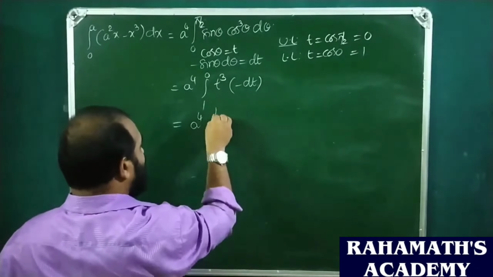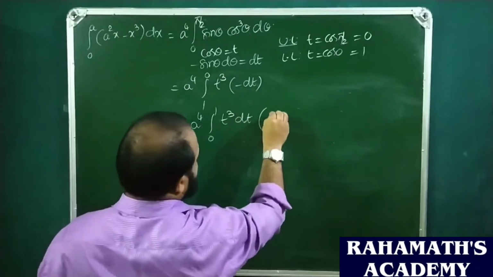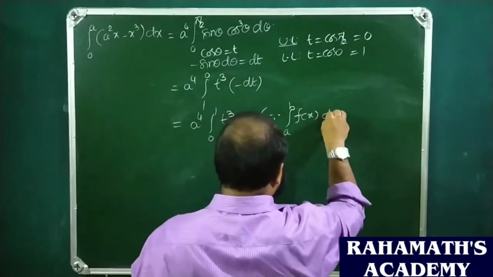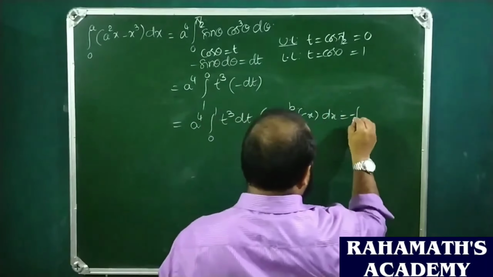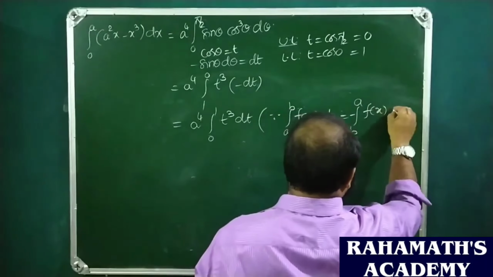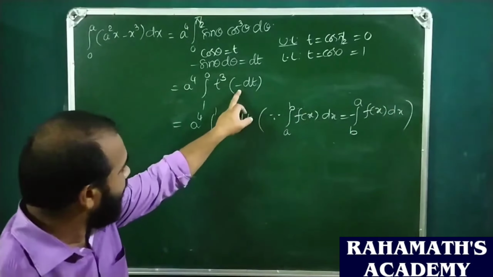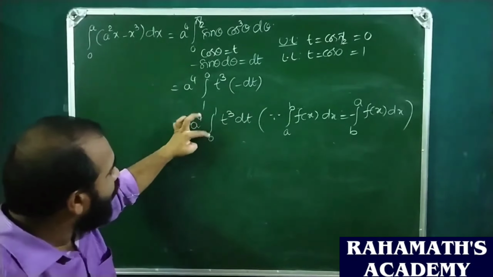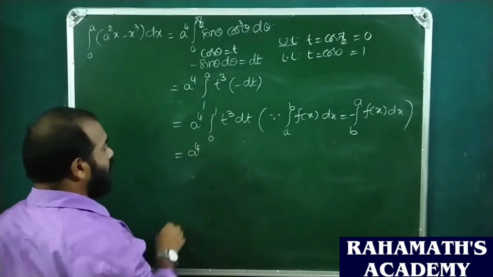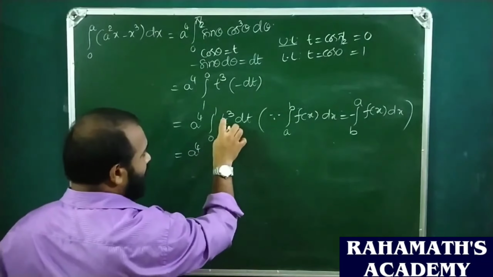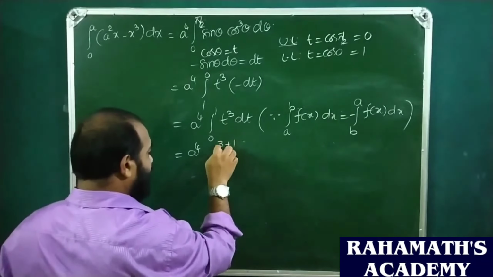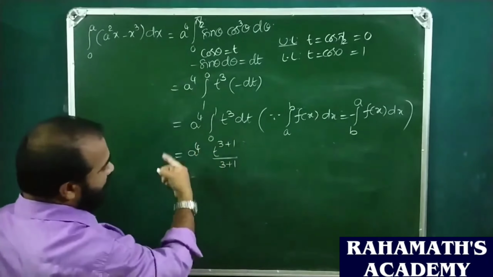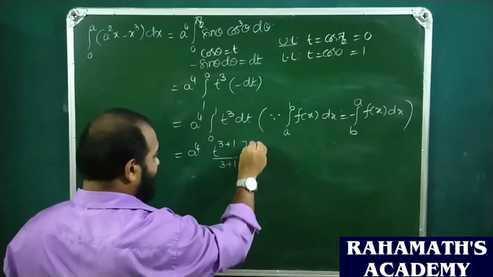So this is 0 to 1 t cube dt, since we have the property that integral a to b f of x dx is equal to minus integral b to a f of x dx. So using this property, this minus I have taken off. Since this is 1 to 0, 0 to 1 I have written. A power 4 integral t cube dt is t power 3 plus 1 by 3 plus 1. Since the process of integration is over, here we need to write like this.